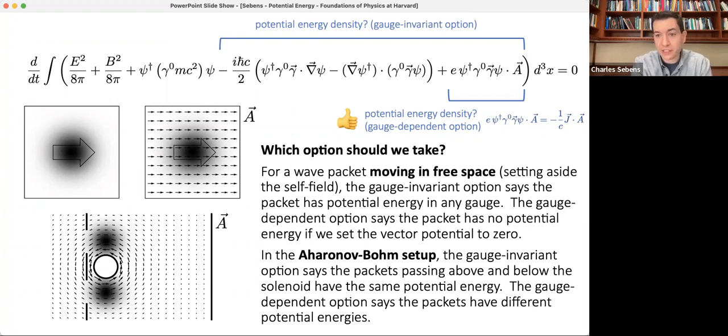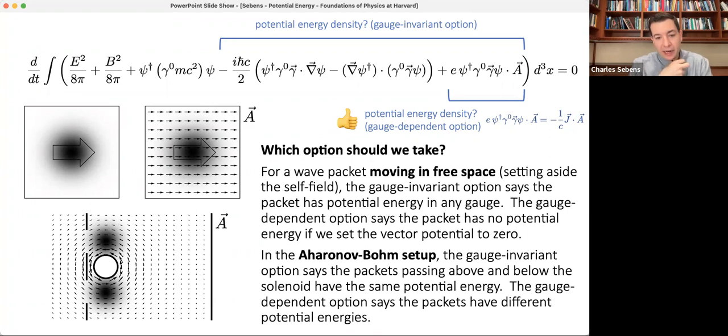Just because the wave packet's moving to the right, it has potential energy in either gauge, even if A is 0, E is 0, B is 0 everywhere. Whereas if we take the gauge dependent option, then in the first choice where A is 0 everywhere, there is no potential energy. But in the second choice where A is non-zero, then there would be potential energy. So the potential energy is gauge dependent, but at least vanishes when A is 0 everywhere.